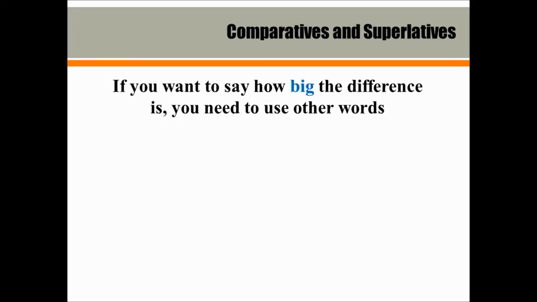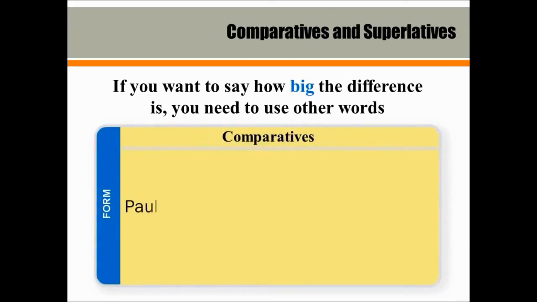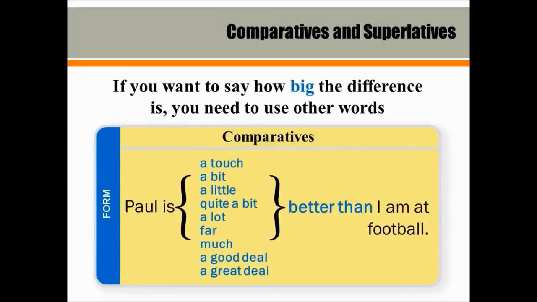If you want to say how big the difference between one thing and another is, you need to use other words in your comparative or superlative sentence. So Paul is a touch, a bit, a little, quite a bit, a lot, far, much, a good deal, a great deal, better than I am at football. These expressions are in order, from a touch, which is only a little bit, to a great deal, which is a lot.